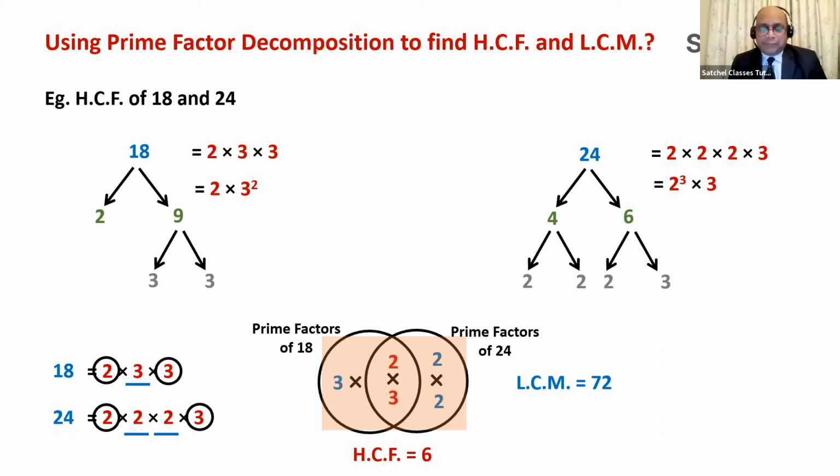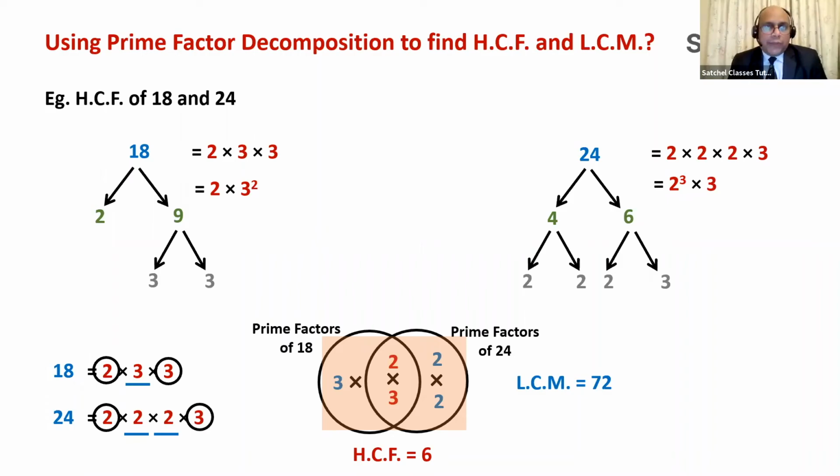Let me repeat it again. For HCF, we only multiply the prime factors in the common region. In this case, it is 2 and 3. Whereas for the LCM, we multiply the prime factors which are all of them inside the Venn diagram, all the prime factors inside the Venn diagram.